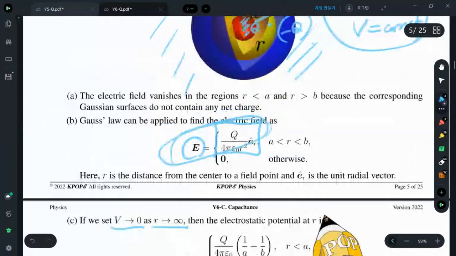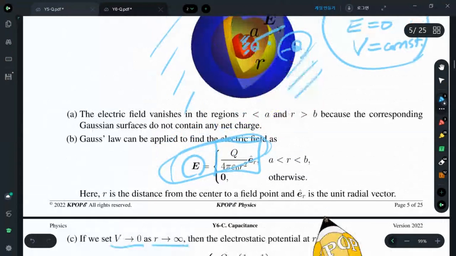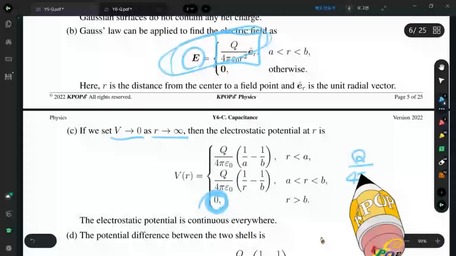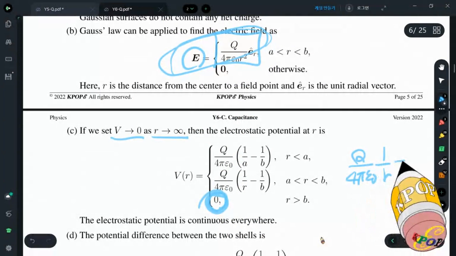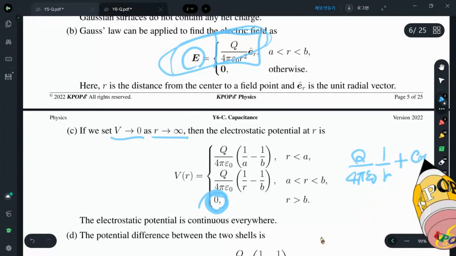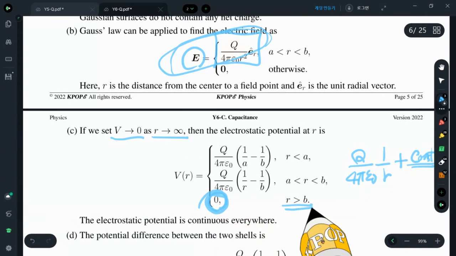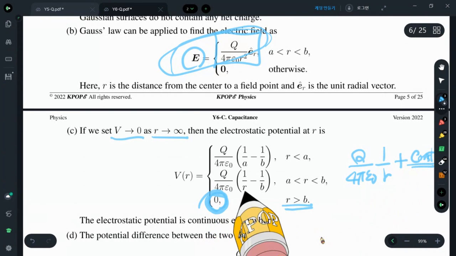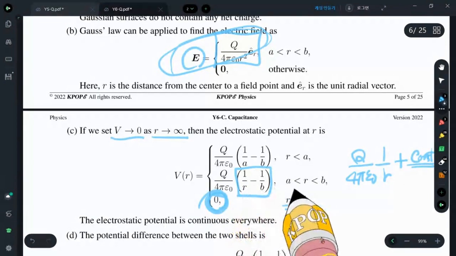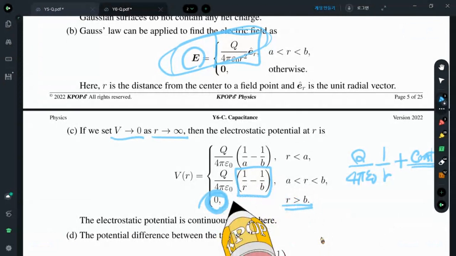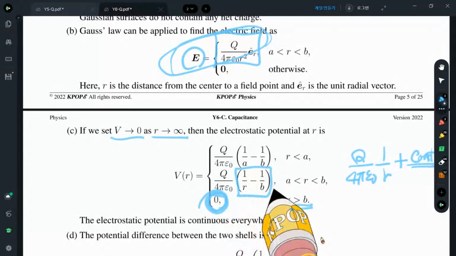Between the two, the R dependence of the potential should be Q over 4 pi epsilon 0 times 1 over R, and we need some constant. This constant is determined by substituting the value at R equals B. If we substitute R equals B, same thing, subtraction, it is 0. Okay, this is the value.